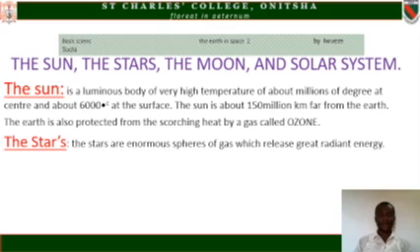The stars. The stars are enormous spheres of gas which release great radiant energy. The stars give light on their own as the sun does. The reason why we don't normally see the light in the daytime is that the light from the sun overshadows that of the star. That's the reason why we are not able to see the star in the daytime.